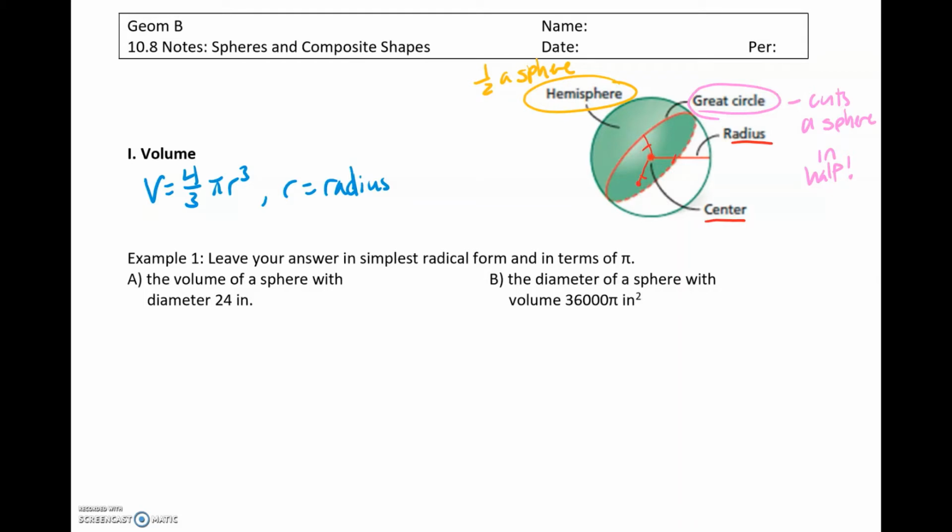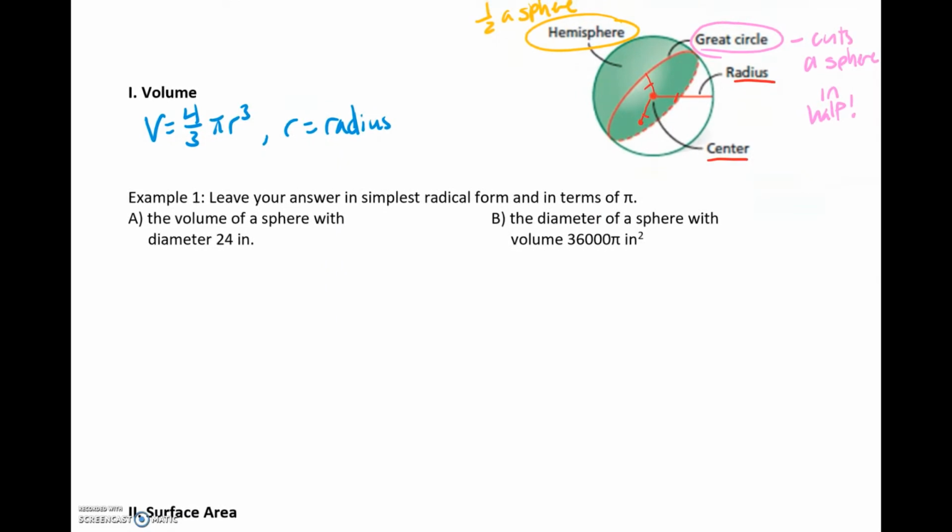So if we look at example 1, we have two parts to this. We're going to leave our answer in simplest radical form or in terms of pi, depending on whatever we're doing here, and just calculate what we're asked to calculate. So example 1a asks you to find the volume of a sphere with diameter 24. So remember to look at the directions, know what you're looking for. I want to find volume of a sphere. So I know what I'm looking for, I know what shape I'm working with, and that tells me immediately what formula to pull out. 4/3 pi r cubed. So all I need to know is radius, and then I'm good.